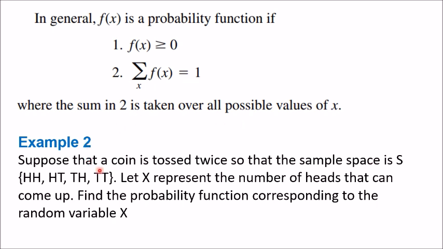For example 2, suppose that a coin is tossed twice so that the sample space is S equals HH, HT, TH, TT. Yan yung ating sample space. Ito yung lahat ng outcomes kapag ginawa natin yung tossing of one coin twice. So, first outcome, pwedeng head, or second outcome, pwedeng head din. And ganoon din dito. Now, let x represent the number of heads that can come up.